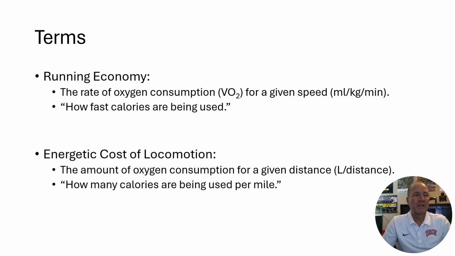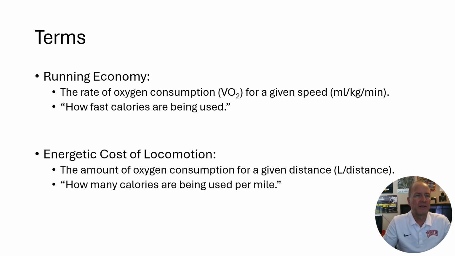So a couple terms that we need to have in our sports science toolbox. The first is running economy. I've already mentioned this term, but it's important to define it. Running economy is the rate of oxygen consumption for a given speed, and the units we use are mLs per kg per minute. It's a rate. It's a rate of how fast oxygen is being used to do something. In this case, we're talking about running.